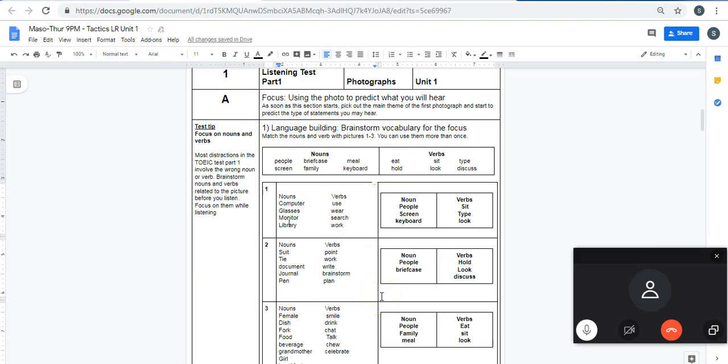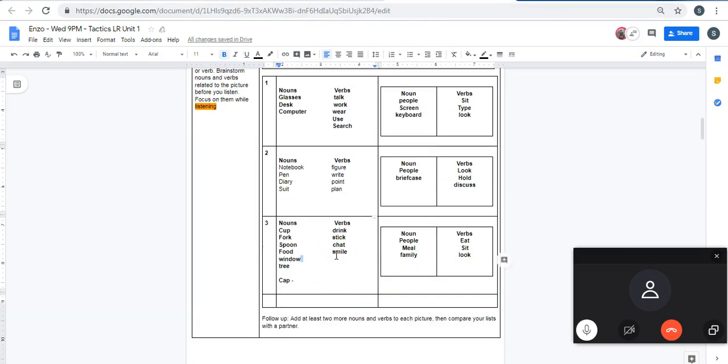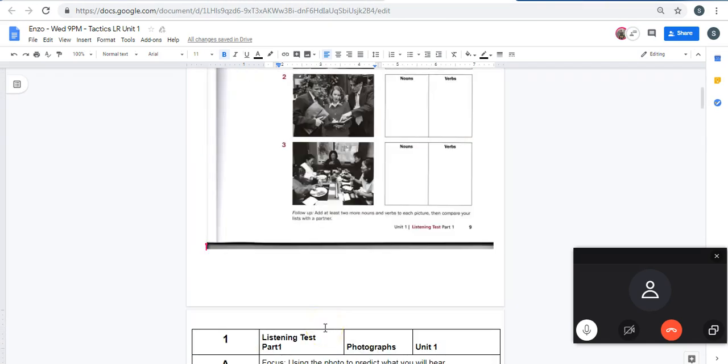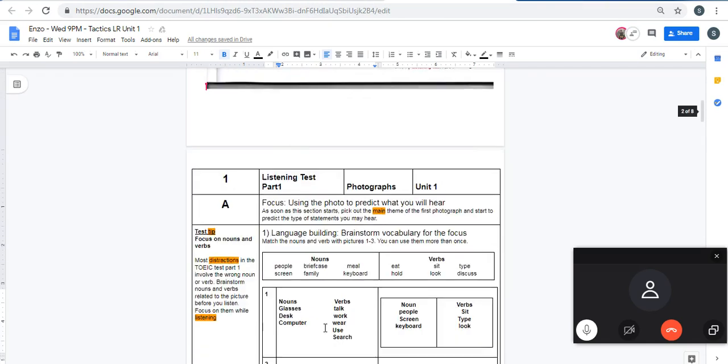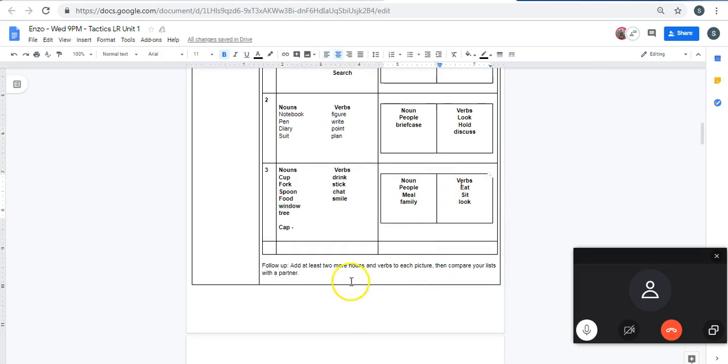Correct one. Chat, smile. Can you see someone smiling? Yeah, smiling. Okay. All right.